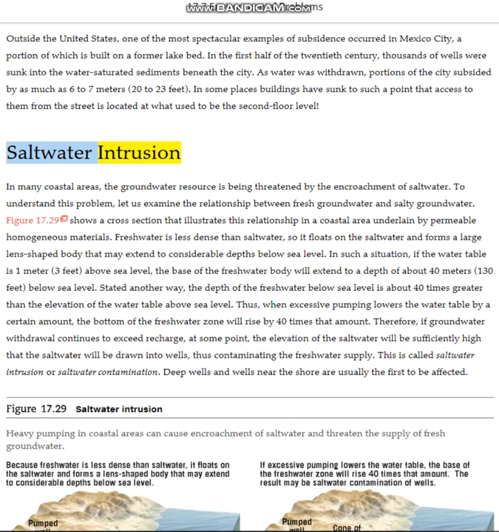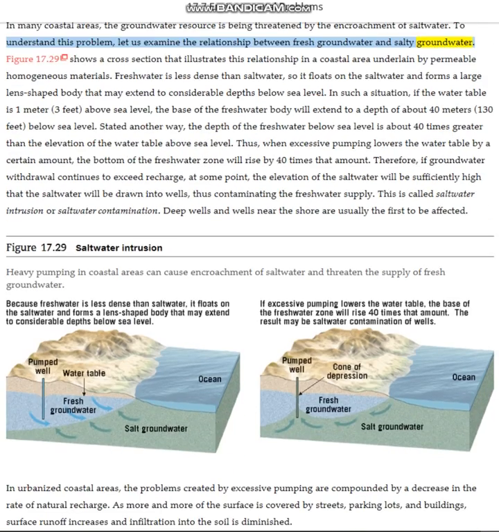Saltwater intrusion. In many coastal areas, the groundwater resource is being threatened by the encroachment of saltwater. To understand this problem, let us examine the relationship between fresh groundwater and salty groundwater. Figure 17.29 shows a cross-section that illustrates this relationship in a coastal area underlain by permeable homogeneous materials. Fresh water is less dense than salt water, so it floats on the salt water and forms a large lens-shaped body that may extend to considerable depths below sea level. In such a situation, if the water table is 1 meter, 3 feet, above sea level, the base of the freshwater body will extend to a depth of about 40 meters, 130 feet, below sea level.